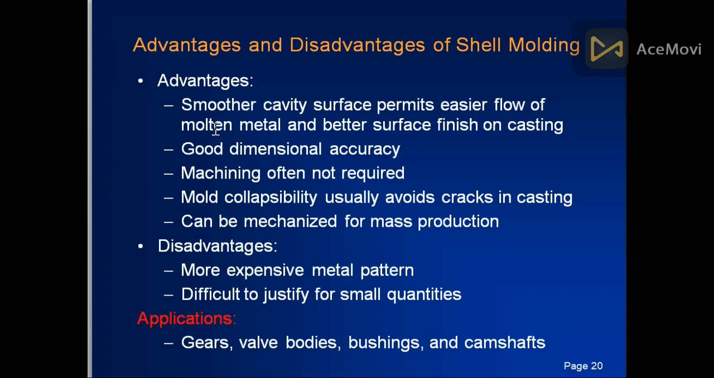Advantages of shell molding include a smoother cavity surface that permits easier flow of molten metal, and better surface finish on the casting. Good dimensional accuracy, and machining is often not required. Mold collapsibility usually avoids cracks in the casting. It can be mechanized for mass production, which is a very big advantage.